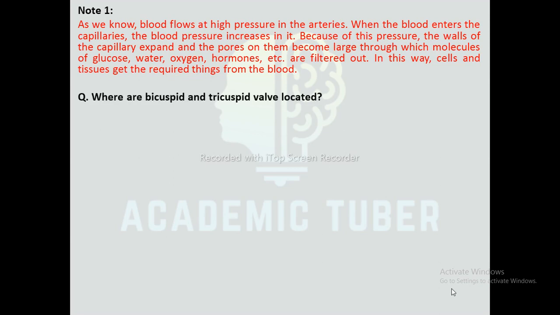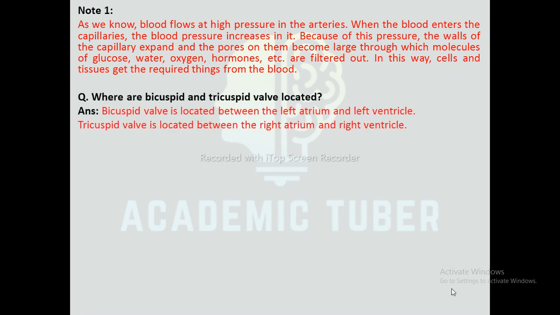Where are the bicuspid and tricuspid valves located? The bicuspid valve is located between the left atrium and left ventricle, whereas the tricuspid valve is located between the right atrium and right ventricle.